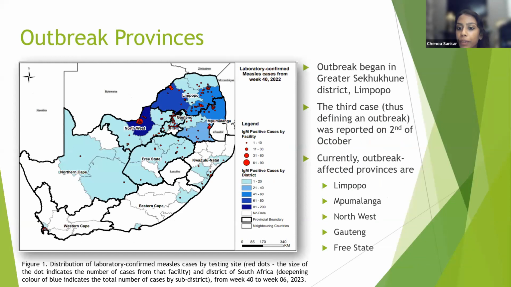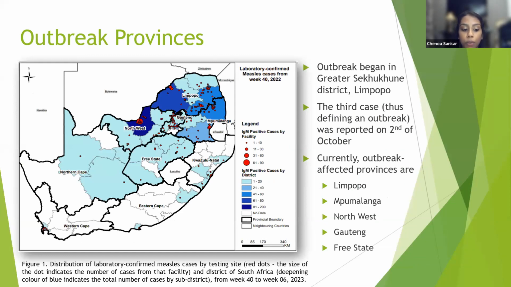So the outbreak began in Greater Sekhukhune district in Limpopo, and the third case was reported on the 2nd of October, after which an outbreak was declared, as that defined an outbreak. And currently the outbreak affected provinces are Limpopo, Mpumalanga, Northwest, Gauteng, and Free State.